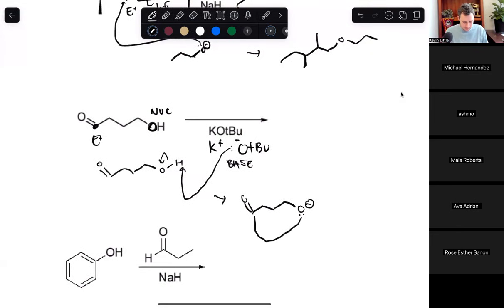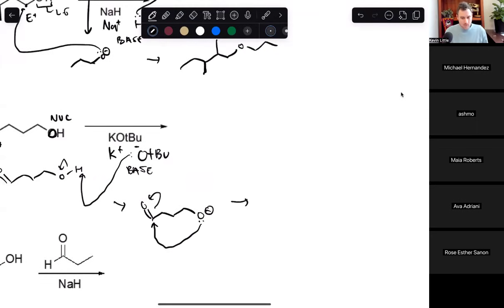Then the second step is the nucleophile attacks the electrophile. This is where you might run into trouble. 1, 2, 3, 4, 5. So that ring is going to be 5 big. Whenever a molecule attacks itself, it's going to form a ring. I count that this oxygen is going to be part of the ring because it's attacking this carbon. So I'm going to have a 5-membered ring with one of those members being an oxygen.